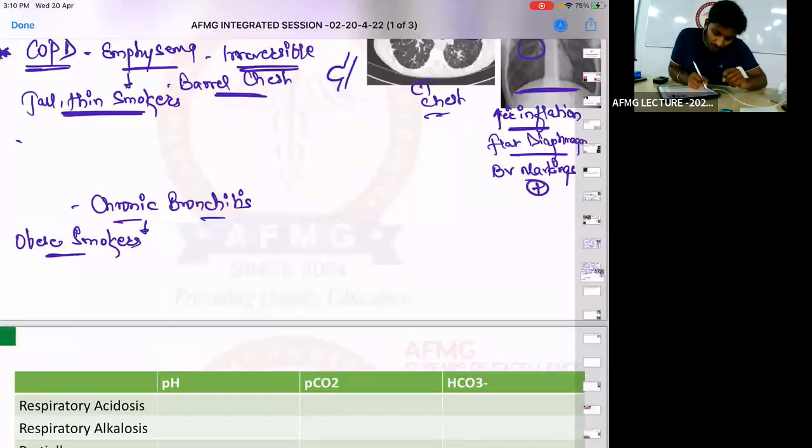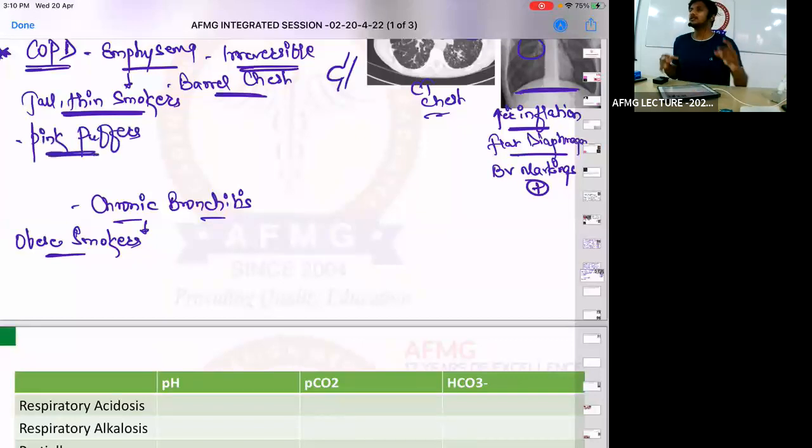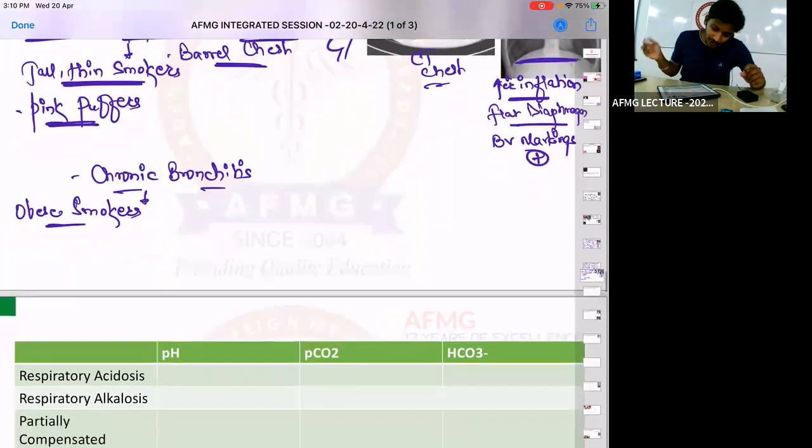Patients of emphysema are also called as pink puffers. So this pink is actually due to polycythemia in this patient. Puffer, सुट्टा मार रहा है. ठीक है? Whereas in chronic bronchitis, these are called as blue bloaters.